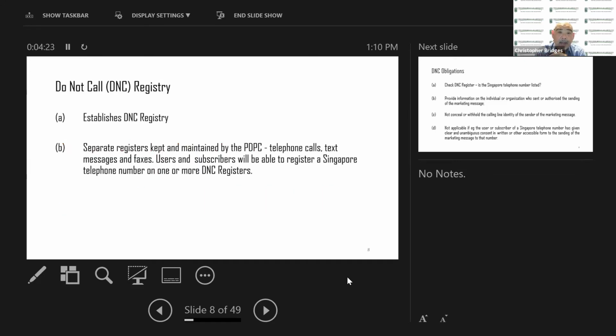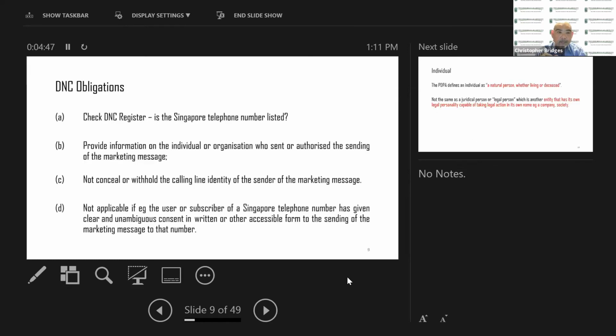The PDPA has also always created the Do Not Call Registry, which essentially means that if you want to do cold call marketing on the phone, there's a requirement that you check whether the number is listed. There's also a requirement about what information you have to provide if you're making a telephone call marketing, who you have to identify yourself with.